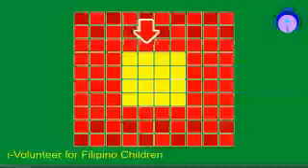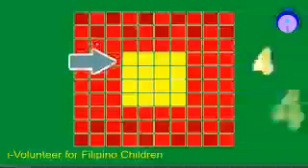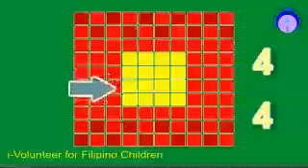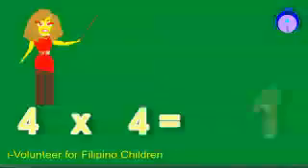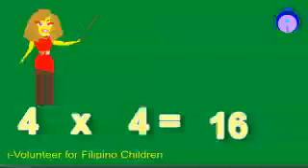Uunahin muna natin ang mga yellow. Ilang columns ang yellow? 4. How many rows are there? 4. Operations ang gagamitin natin upang mas madali? Multiplication. 4 times 4 is equal to 16 yellow blocks.